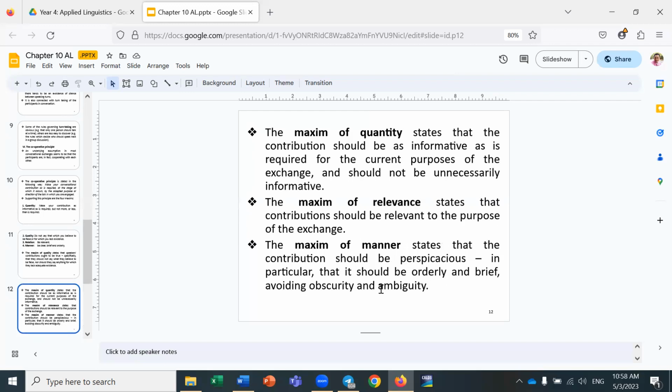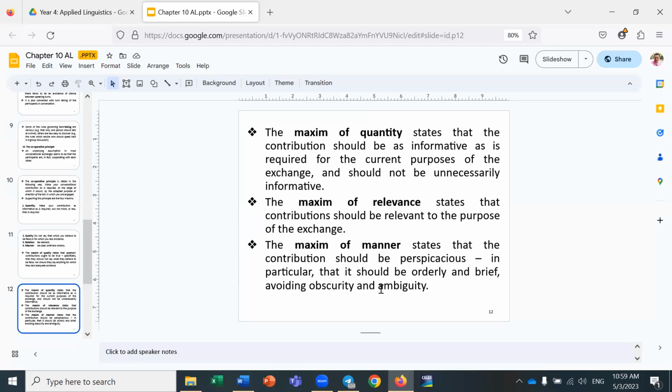The second one is the maxim of quantity. I mean, the amount of information should be enough. So you should have enough information. Your information should not be more than needed, and it should not be less than needed. It should be as informative as is required.